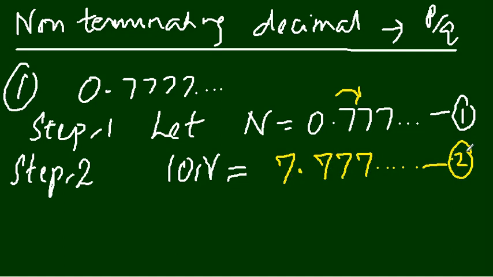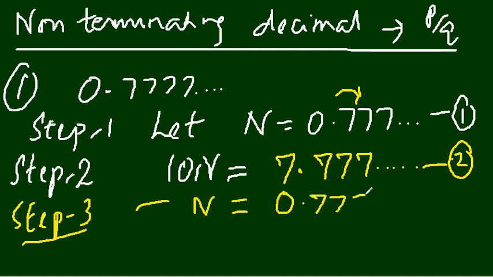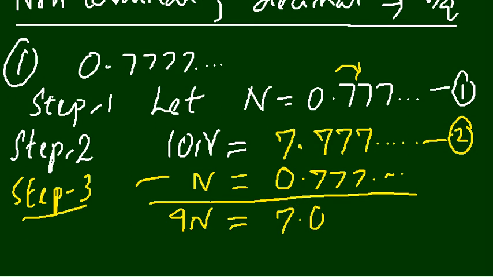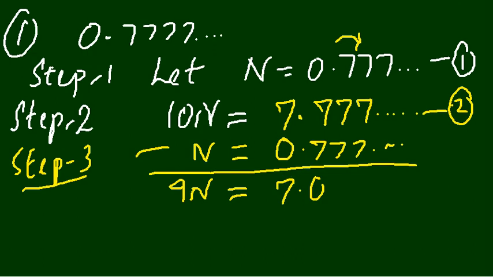Now you have got two equations where the decimal part is exactly the same. So my step 3 is to subtract my 1 from my 2. And if I subtract, what do I get? 9n is equal to 7.0. Why? Because the decimal part is exactly the same, so it gets removed completely, and that is our main idea. So that my n is equal to 7 over 9.